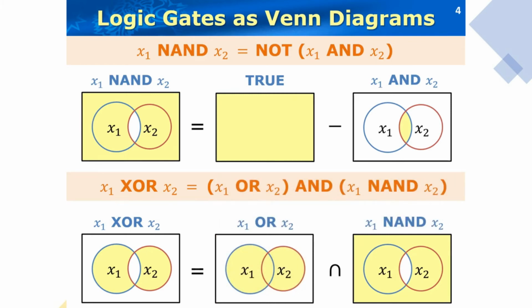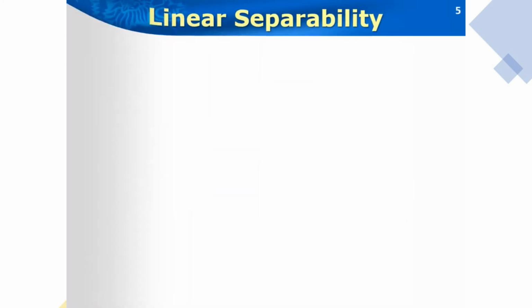Next, let's look at the linear separability of a logic gate. Linear separability is an important concept in neural networks. The idea is to check whether we can separate data points in an n-dimensional space using only n-1 dimensions. For example, a two-input logical gate is said to be linearly separable if there exists a line separating the two types of data points in two dimensions.